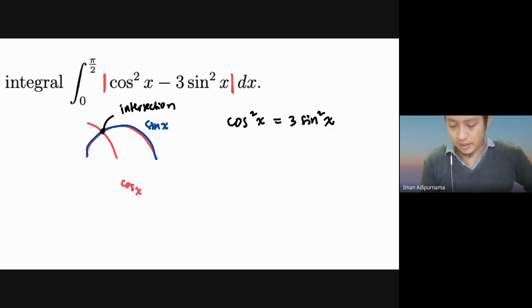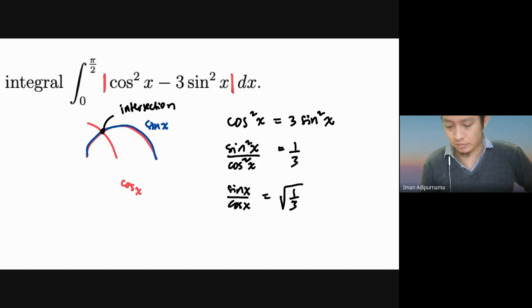And we may look at the sine squared x over cos squared x. Okay. If we look at it, because it's all positive, I can do some cross multiplications. So we will have some 1 over 3 like that. So we have sine x over cos x is the square root of 1 over 3.